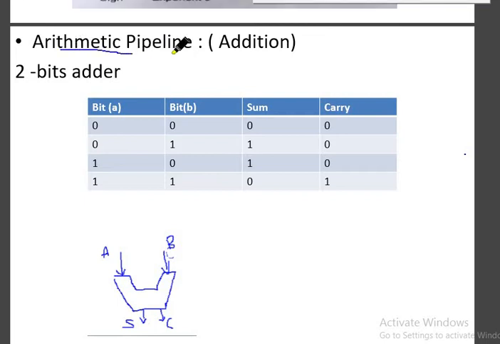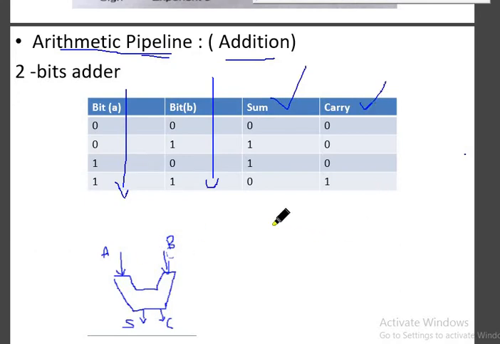Next, I hope this will be one of the important questions in your examination: arithmetic operation addition and its pipeline design. How does a pipeline design work? For that I took two examples: a 2 bits adder and a 3 bits adder. Hope you all remember the 2 bits adder. There is one piece of information called A, another called B, and we get 2 results: sum and carry.